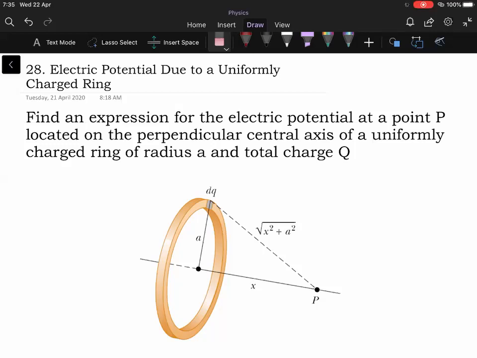Okay, so your job is first to find the potential at point P in this case. This is a case of a uniformly charged ring. The charge is on the periphery of the uniformly charged ring, and point P is at a distance x from the center on its axis. First, you find the potential of that point P.